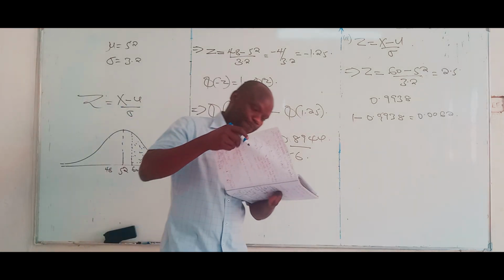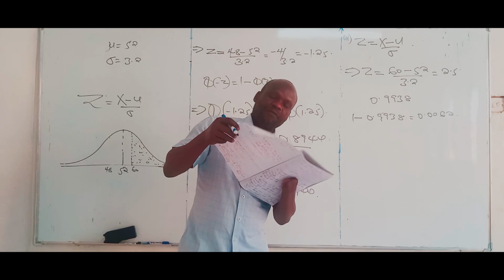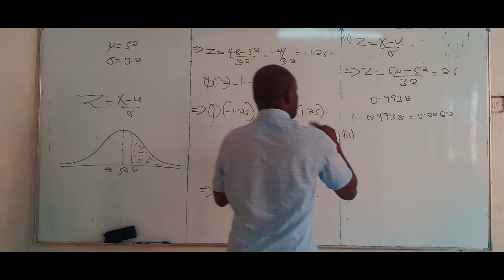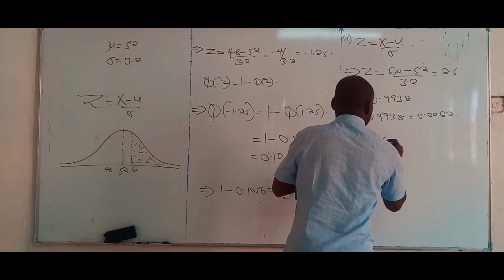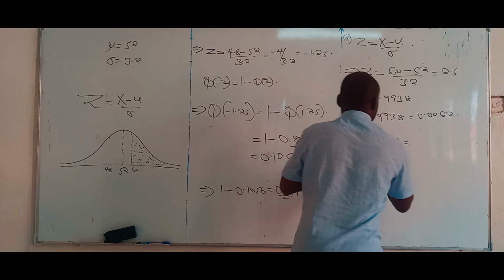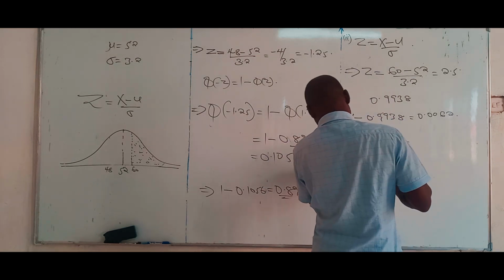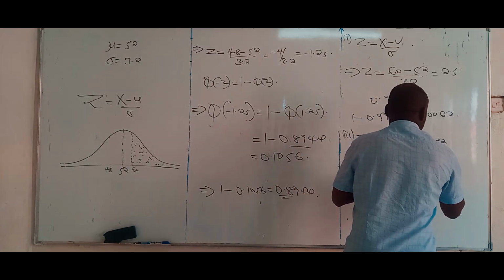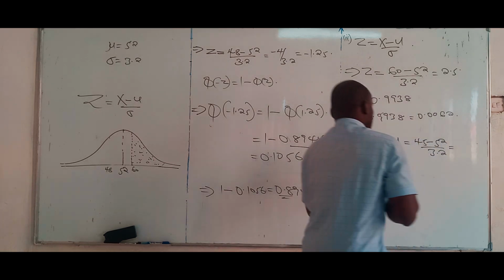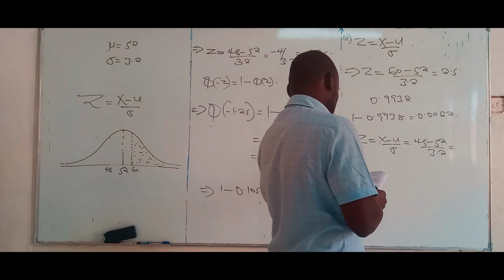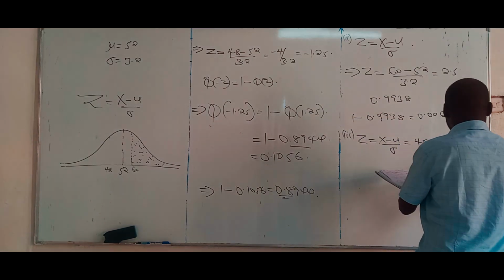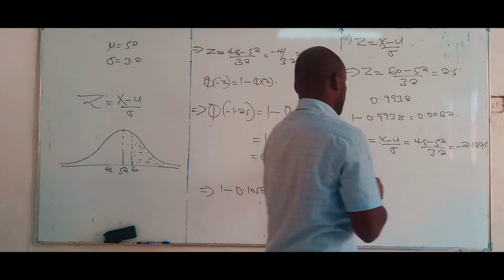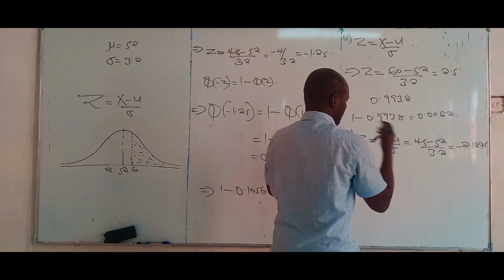Now the third instance is less than 45 bags. That now becomes z is equal to x minus the mean over the standard deviation, so for less than 45 bags, I say 45 minus 52 over 3.2, and that should give me about negative 2.1875. So this is the z.